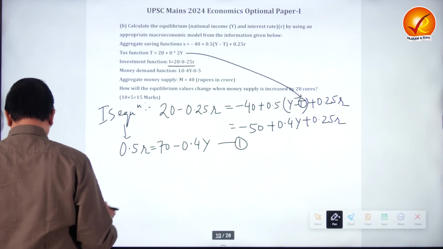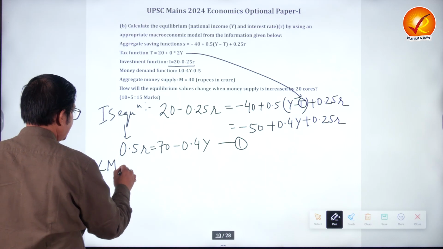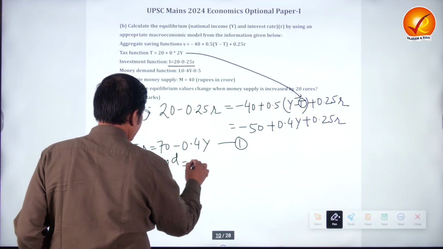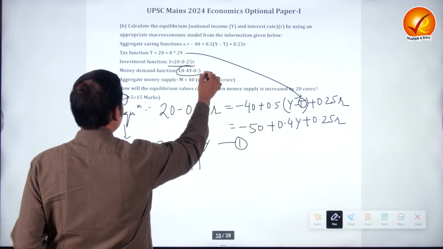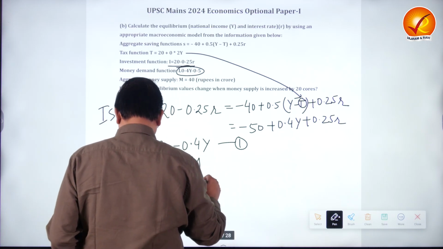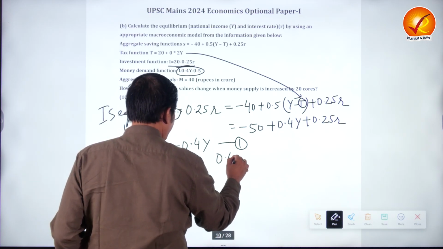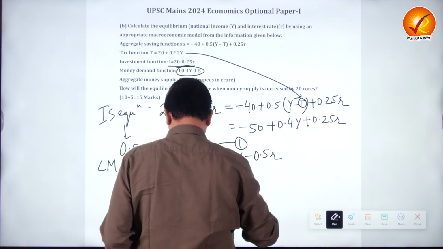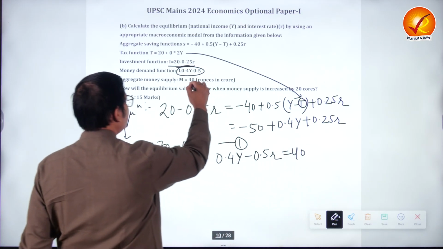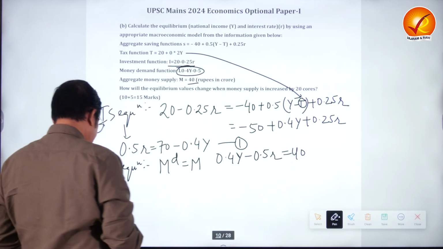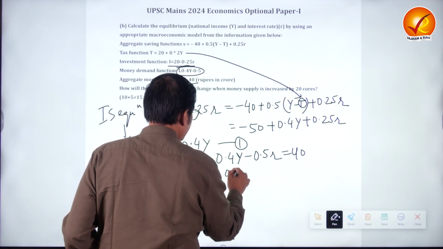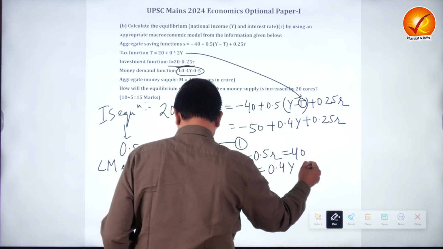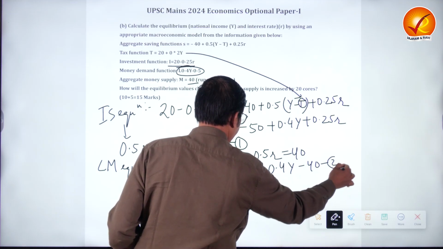Similarly, we get the LM equation. LM equation means where money demand and money supply are the same. MD equal to M. MD is given over here, the money demand function, which is 0.4y minus 0.5R, will be equal to 40 crores, which is the money supply. Rearranging this will give you 0.5R equal to 0.4Y minus 40. Call it equation number 2.